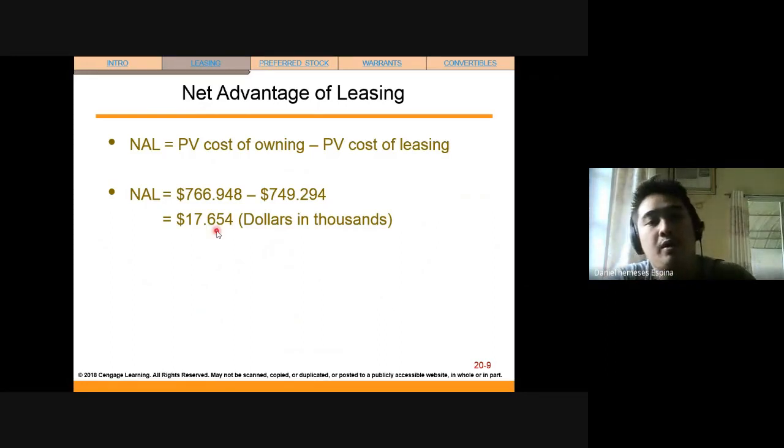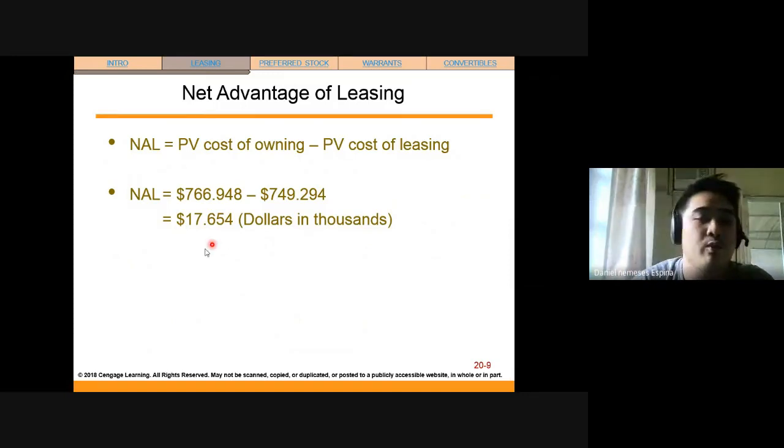So the net advantage of leasing is computed by deducting the cost of owning, which is 766,948, minus the cost of leasing, which is 749,294. So in short, we have a total cost or net advantage of 17,654. If it is in thousands, then 17,654 is the net advantage of leasing.